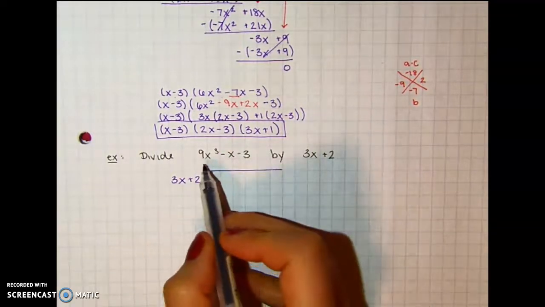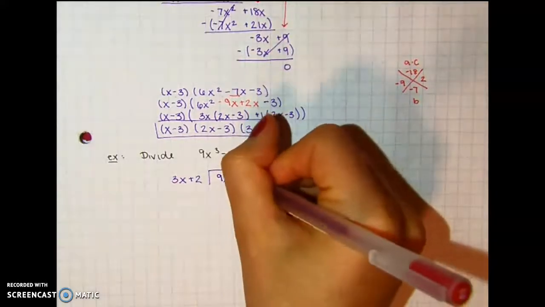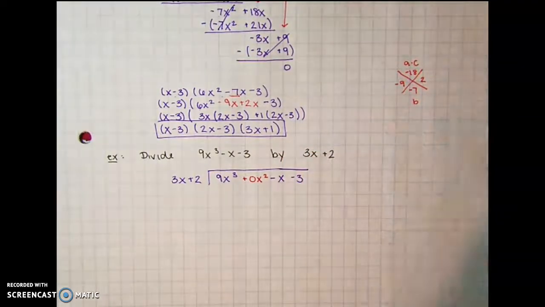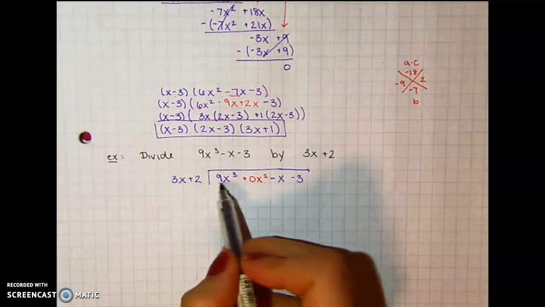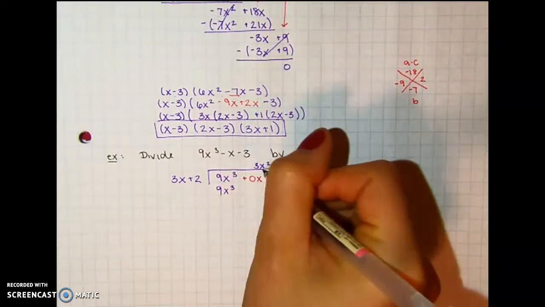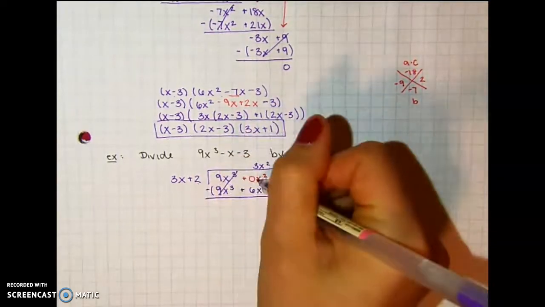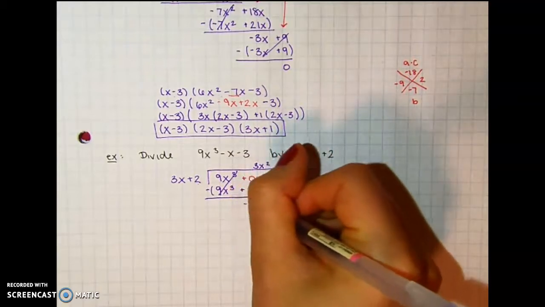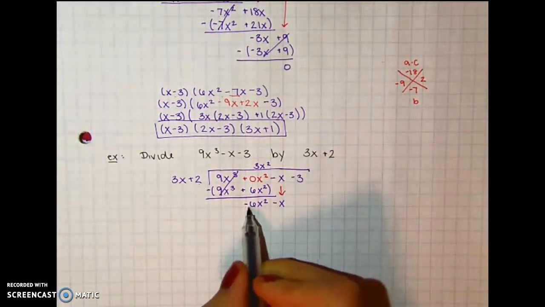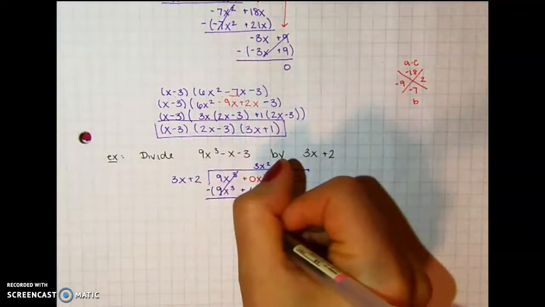goes into this. Now, remember what I said earlier, so 9x cubed. We do not have an x squared, so you should put in a placeholder for it. So 0x squared minus x minus 3. And now, continue. So what times 3x gives us 9x cubed? 3x squared. 3x squared times 2 is 6x squared. These cancel. 0 minus 6x squared is negative 6x squared. Bring down the minus x. What multiplies by 3x to get negative 6x squared? Negative 2x.